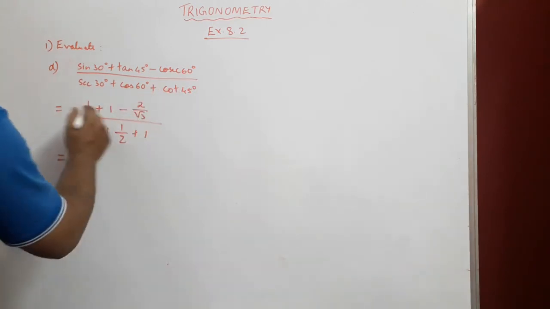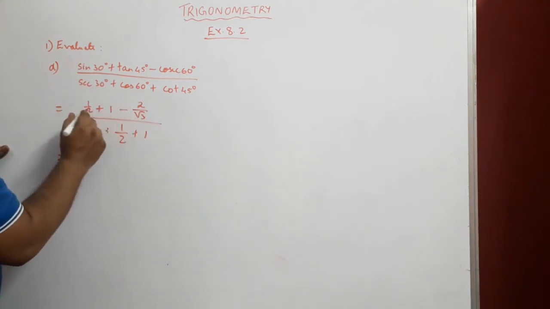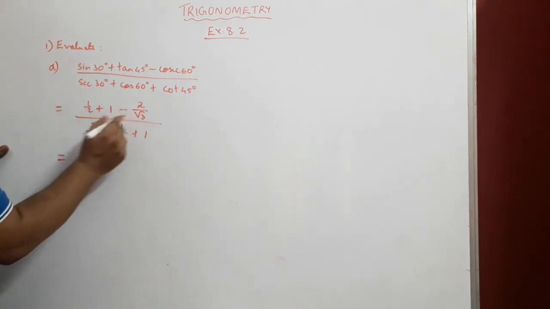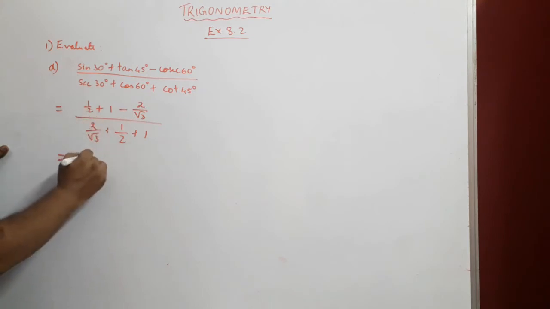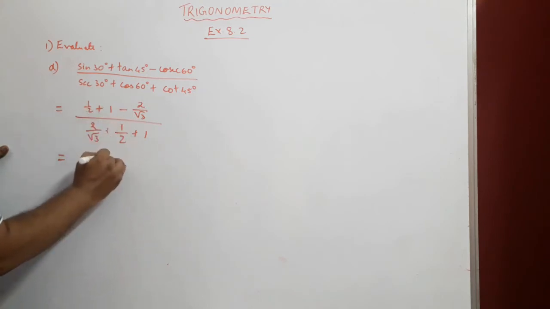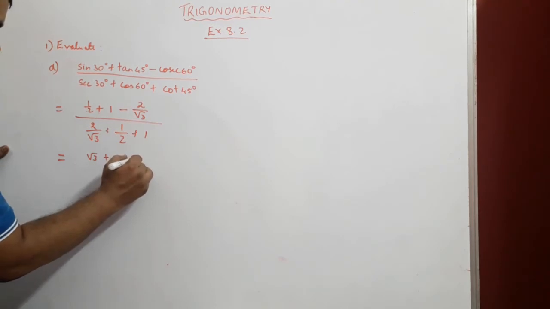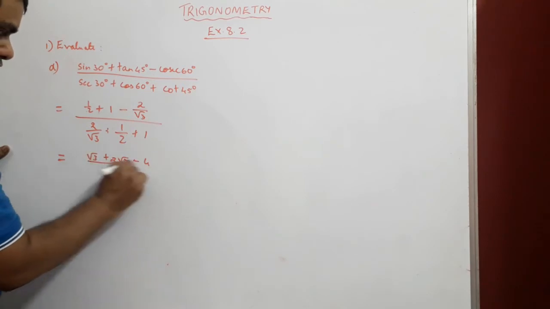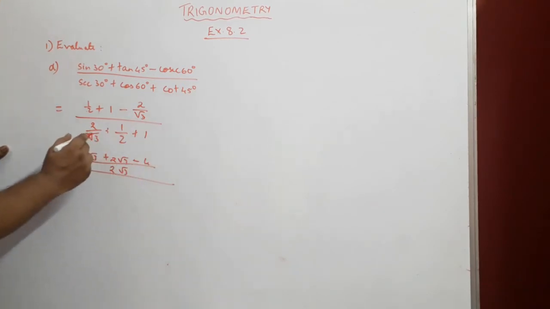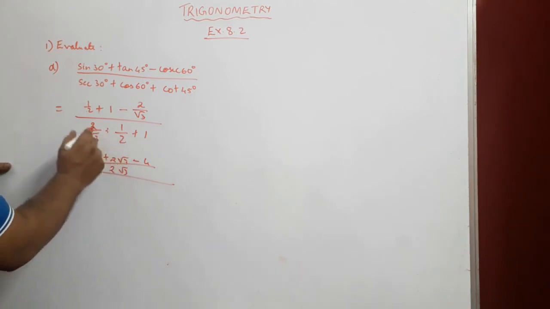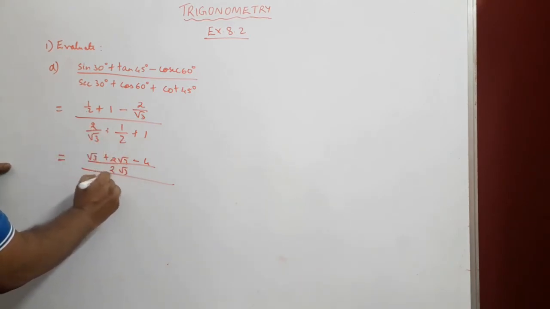So we need to take the LCM over here. That means the LCM is going to be 2 root 3. This is in the denominator. So this will become root 3. This will be 2 root 3 and this will be just 2. So 2 into 2 is 4. Whole thing upon 2 root 3. Similarly for here, this also will be 2 root 3. This 2 will become 4.